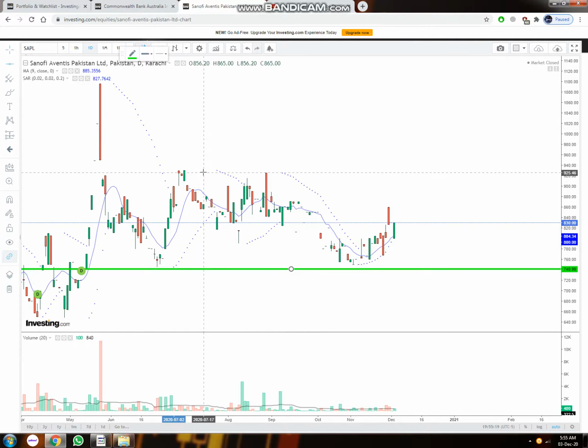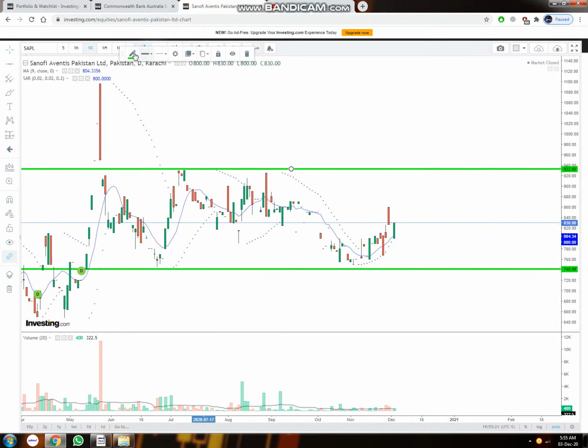Let me draw another line. This will be your take profit. Make a trade, and whenever the stock comes near this take profit level, like over here, close your position at that level. Sell the stocks, and you can also short your position here.